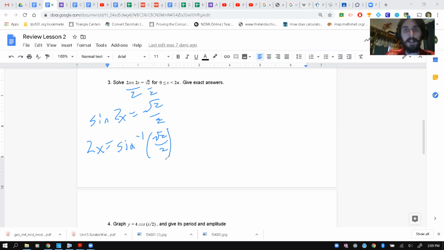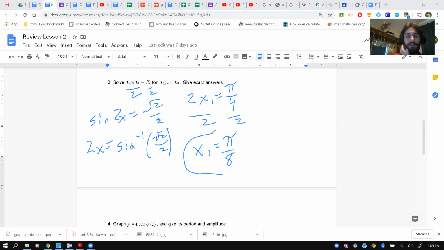You can use your unit circle to find it. The inverse of square root of 2 over 2 for sine is pi over 4. So to solve this for x, I would divide by 2 and get my first answer is pi over 8. Okay, but that's not the only answer. I have to ask in what other quadrants is sine positive? And sine is positive in the first and second quadrant.